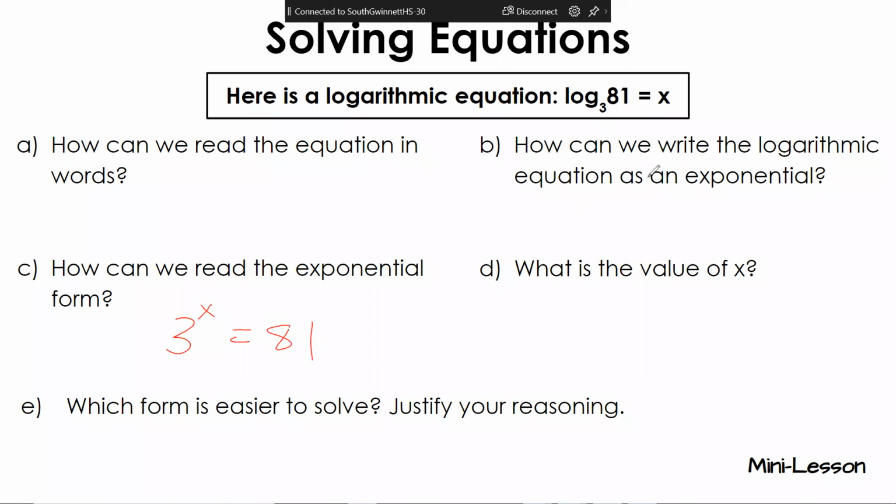Okay, good. Now, how can we write it in log form as an exponential? We already talked about the circle of life. And then what is x going to actually be? So 3 to what power would give us 81? 4.